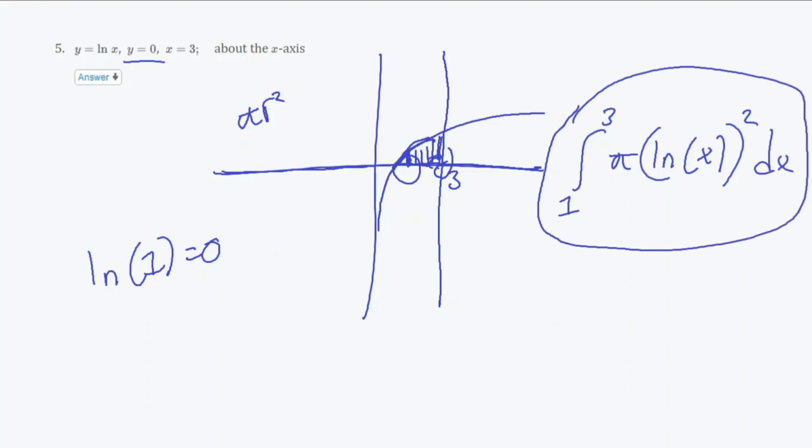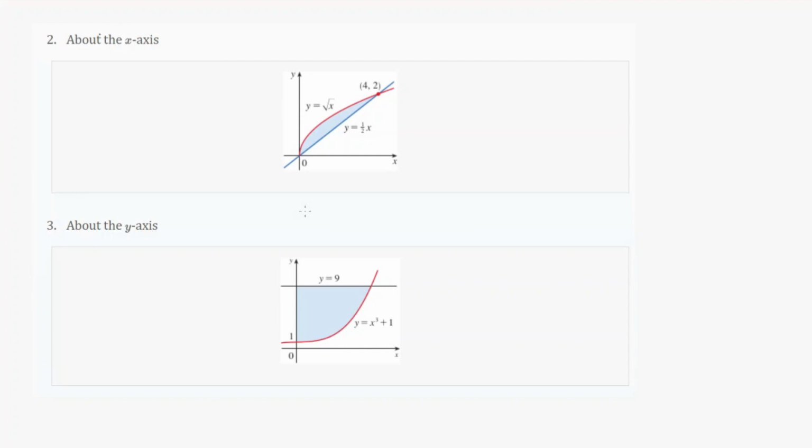Now, again, we're not going to answer this because there are two different types of integrating this, which is not exactly taught yet in the volumes section. Alright, so let's take a look at number 2.